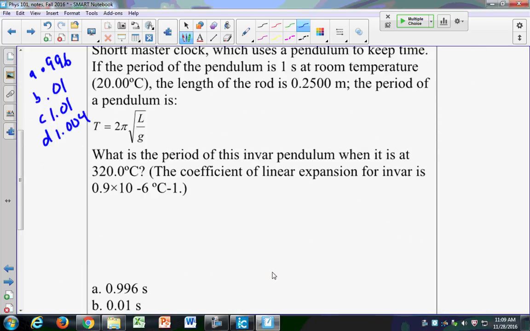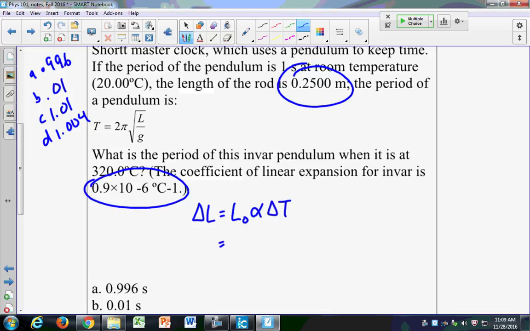All right, so here, first thing you want to do is find out what is delta L. So delta L is equal to L naught alpha delta T. Our L naught is 0.25. Our alpha is, for this material, Invar, 0.9 times 10 to the minus 6. And then my delta T is going to be 320 minus 20, so I get 300 degrees Celsius.